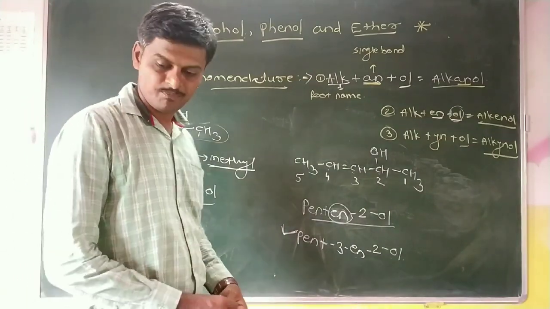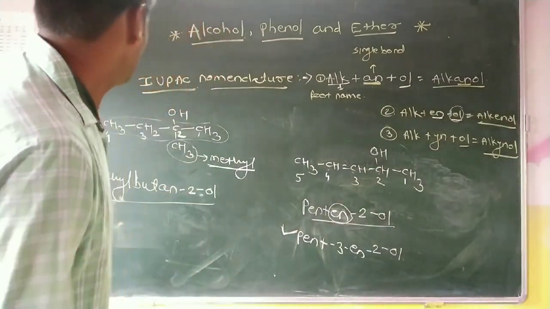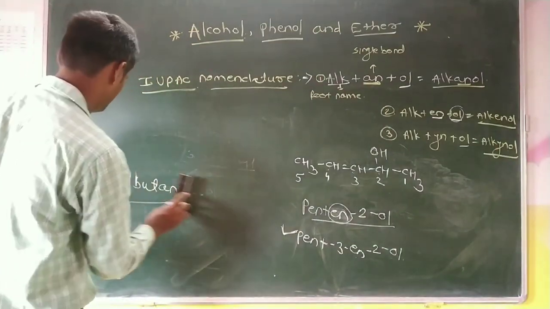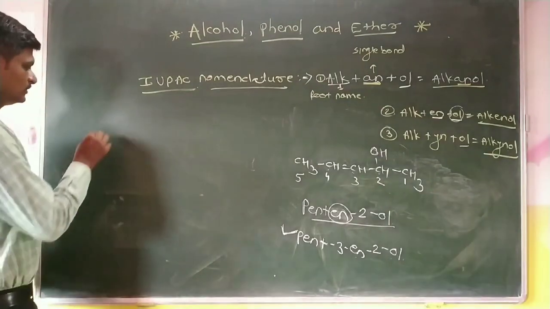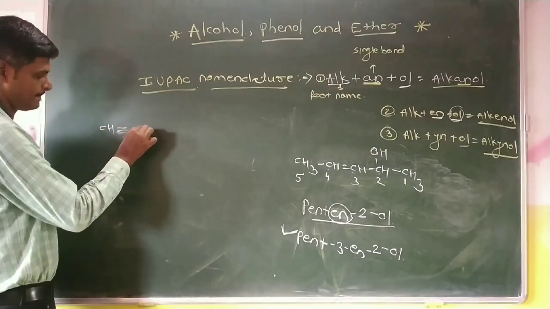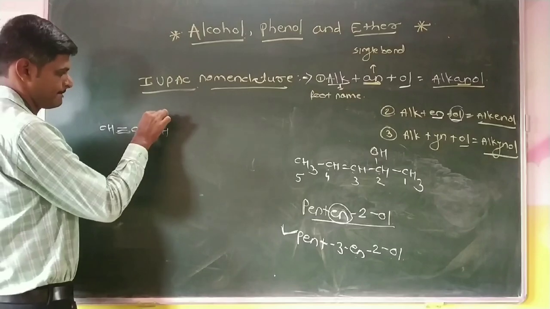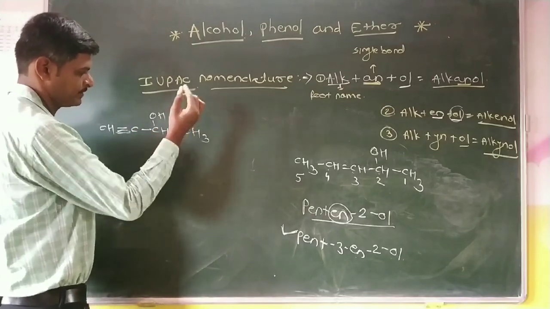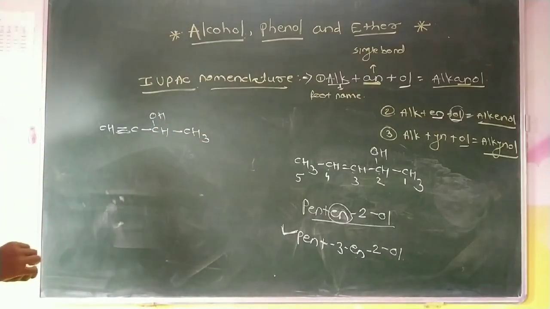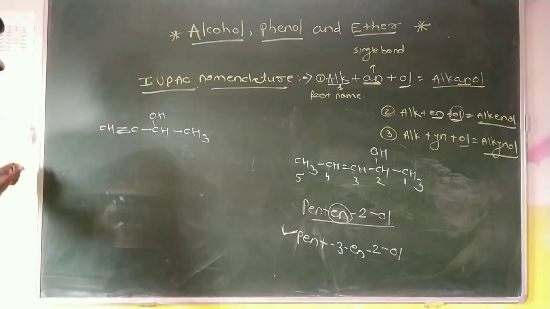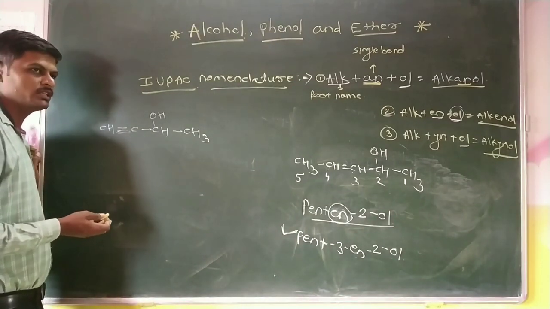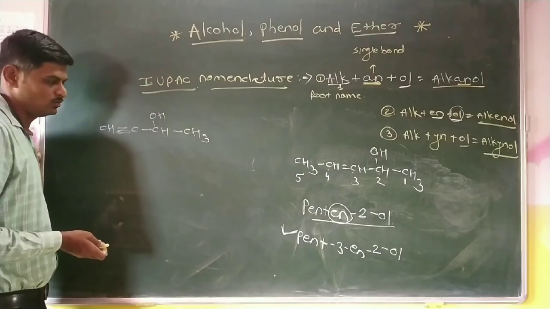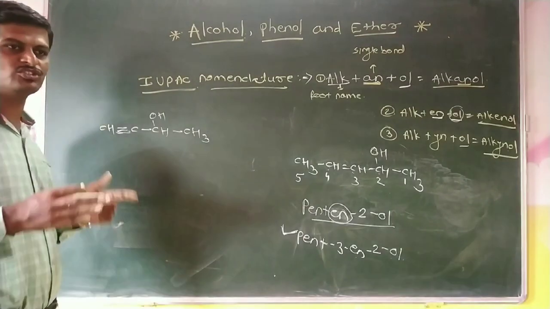Okay, guys. Then take some examples of triply bonded compounds. This is a triply bonded compound. This triply bonded compound has a nomenclature. Firstly, as usual, select the longest chain of carbon atoms, and after that, number this longest chain of carbon atoms to determine the parent chain.